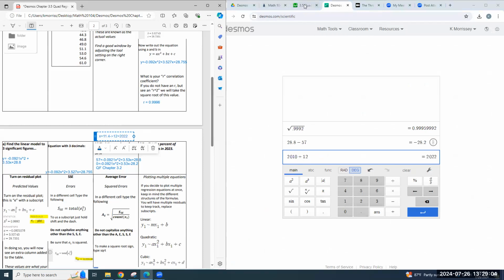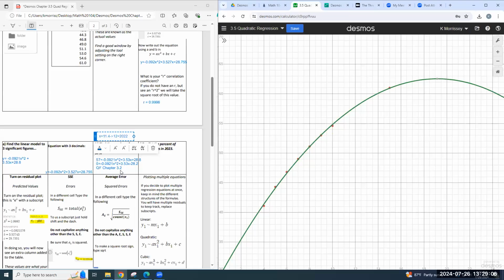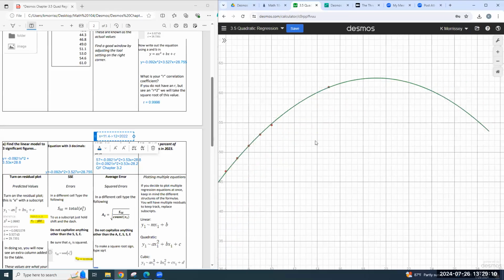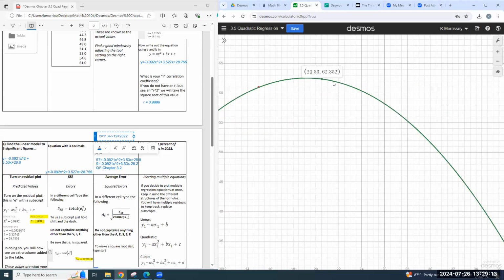Now, this is only one destination where y is equal to 57. So we can go ahead and try it again, but for your other side. So again, looking where y is equal to 57, and as close as we can on that one.